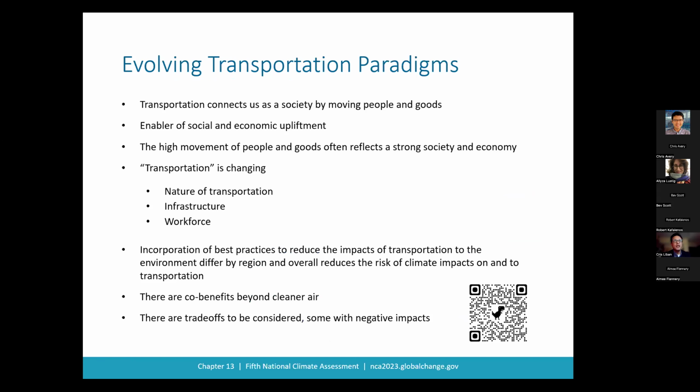Let's start off by saying that, in this chapter, we have considered the evolving transportation paradigms. While transportation is known and supposed to connect us all in terms of moving people and goods, it's an enabler of social and economic upliftment for the people who are using the system. Without people, transportation infrastructure is nothing.